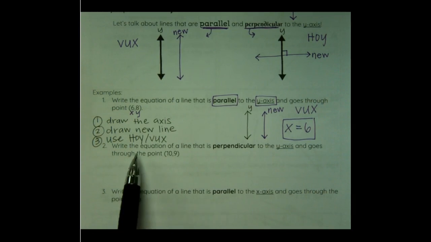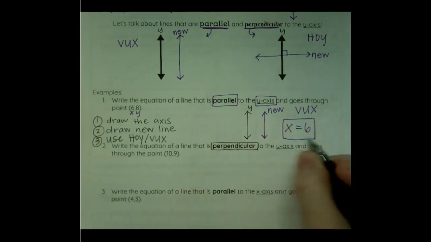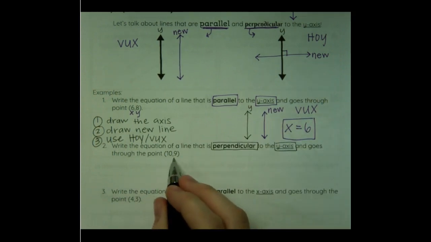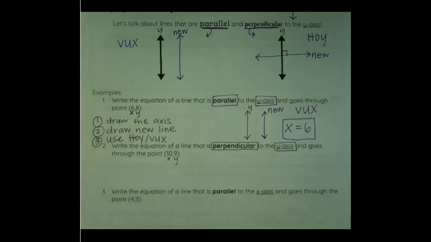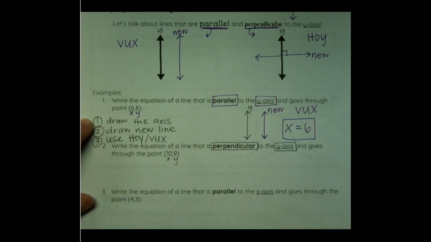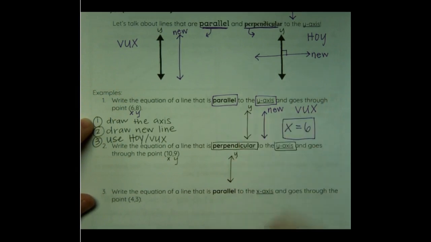Okay, so on number 2, it says write the equation of a line that is perpendicular to the y-axis and goes through the point (10, 9). So I'm going to go ahead and label that xy. My first step is to draw the axis. So once again, we have the y-axis. So I'm going to draw the y-axis and I'm going to label it.